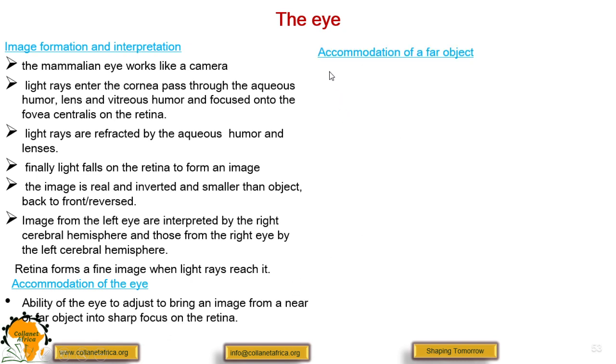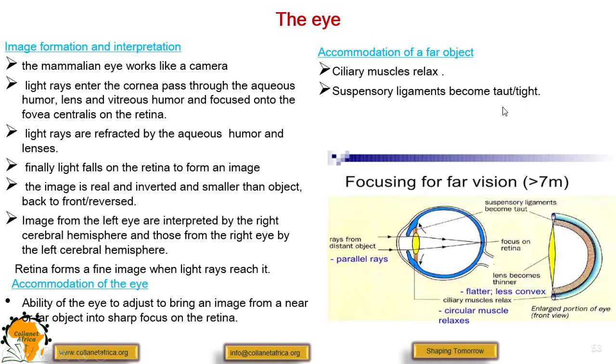Then how does accommodation of a far object take place? What happens is that the ciliary muscles relax, suspensory ligaments become tight. So this is it. Light rays from a very far object, 7 meters and above.